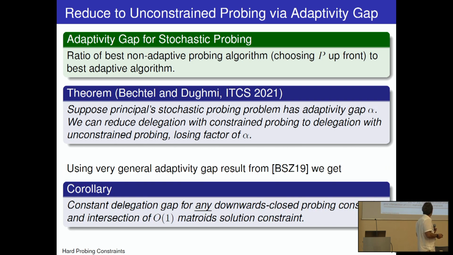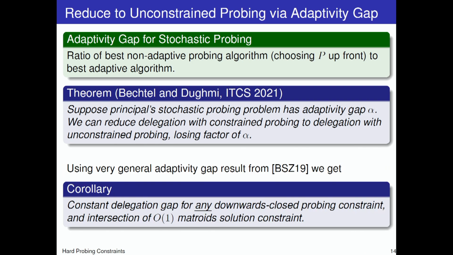So, it turns out there's this very general adaptivity gap result. In fact, a ratio of 2 for very shockingly general settings. This is Bradac, Singla, and Zuzek, I believe. And basically, they show adaptivity gaps that are 2 for any downwards closed probing constraint, as long as the problem you're solving underneath involves a constant number of matroids.